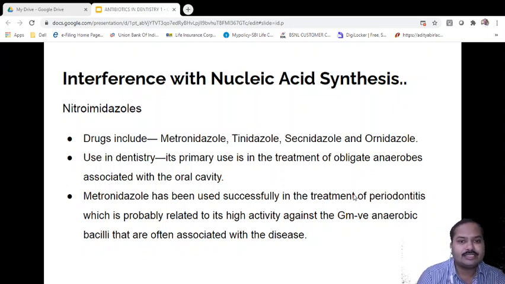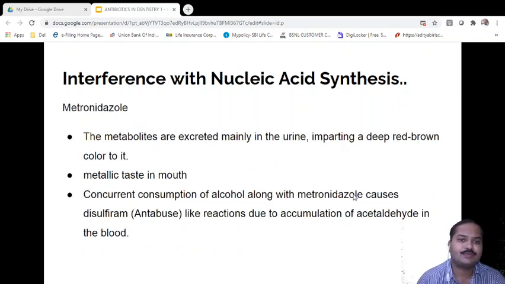So in dentistry, we give it for the treatment of obligate anaerobes, which cause infections of the periodontium in the sulcular depth, where mostly anaerobic infections are present. We use the nitroimidazoles, which can be metronidazole, tinidazole, secnidazole, or ornidazole. They have been used for periodontal diseases with success.